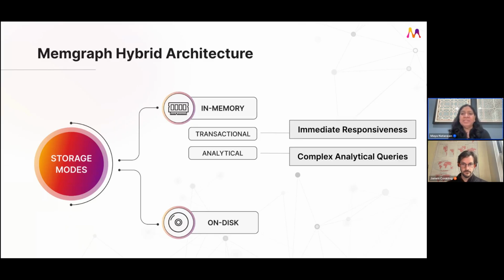The second mode is the in-memory analytical mode, which is used for concurrent execution of complex analytical queries. The benefit of this mode is speed. This mode, like the in-memory transactional mode, is also limited by available RAM, and it has no ACID guarantees. Because of no ACID guarantees, data loss could occur if the system crashes. To prevent that, Memgraph allows for manual snapshotting to recover data as much as possible.